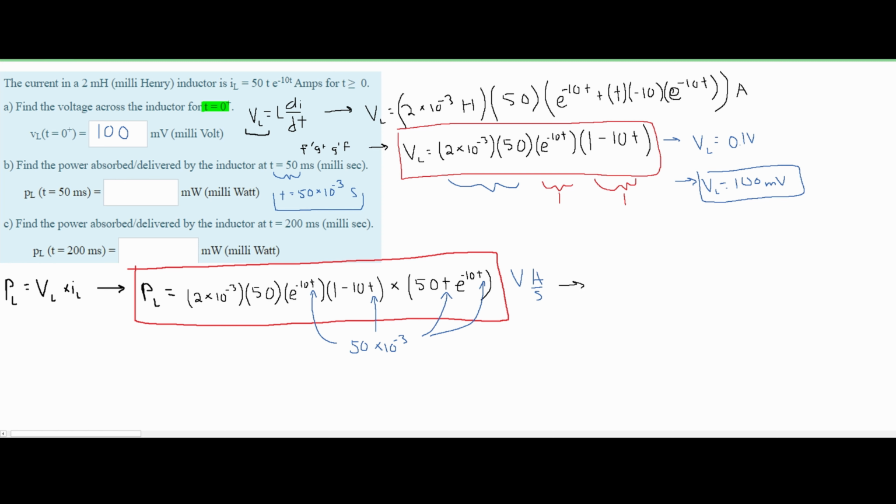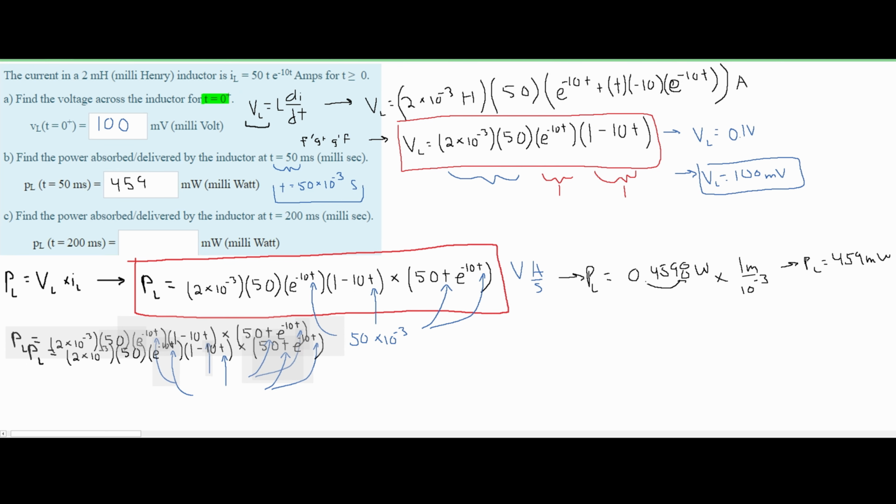If we do this, we're going to get that our p of L is equal to 0.4598, and this is in watts. We want this in milliwatts, so we're going to multiply this by 1 milli over 10 to the negative cubed, which is basically multiplying by 10 cubed. So we're going to move this 3 decimal places over, and we're going to see that our p of L is equal to 459 milliwatts. That is the answer for our second part.